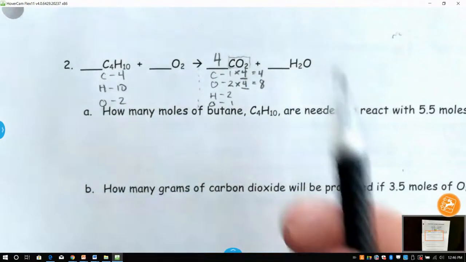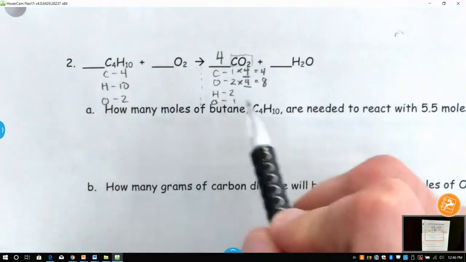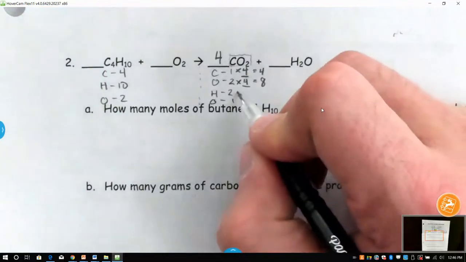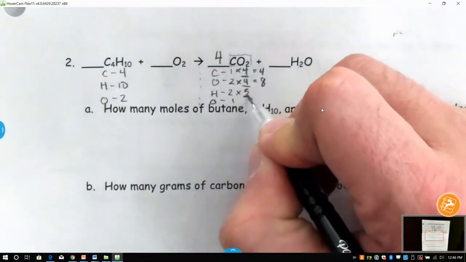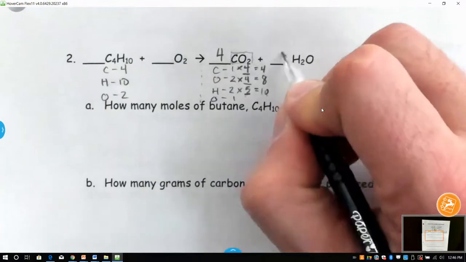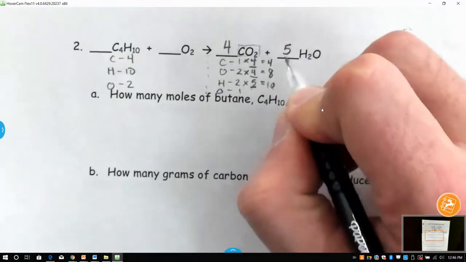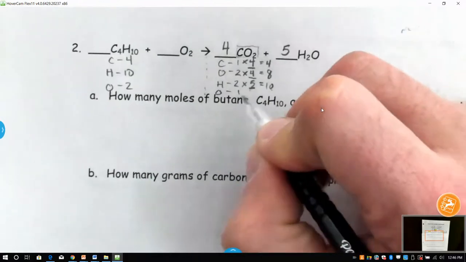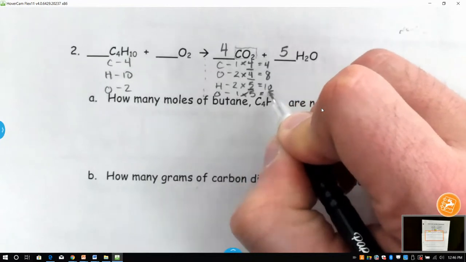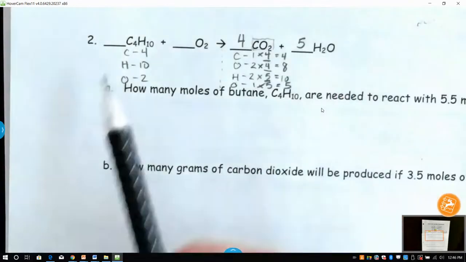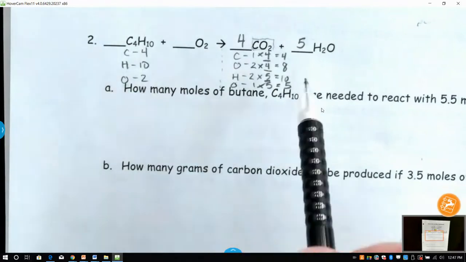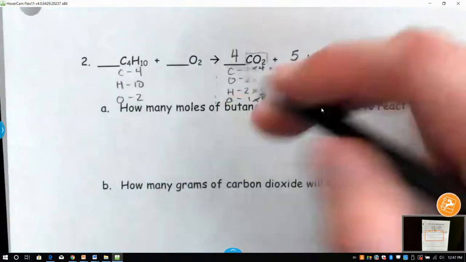Next one, hydrogen. I have 10, and 2 on this side. What can I multiply the 2 by to get me 10? 5. Now, I'm not writing 10 as the coefficient. I'm writing what I multiplied by, that 5. That 5 applies to the whole compound here. So this 1 oxygen down at the bottom has to get multiplied by 5. So I have 4 carbon and 4 carbon. I have 10 hydrogen, 10 hydrogen. I only have 2 oxygen on this side.